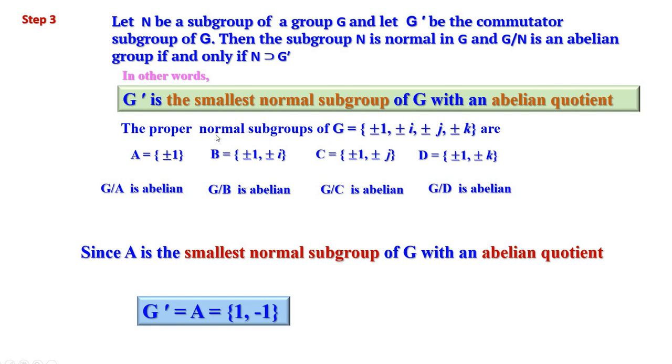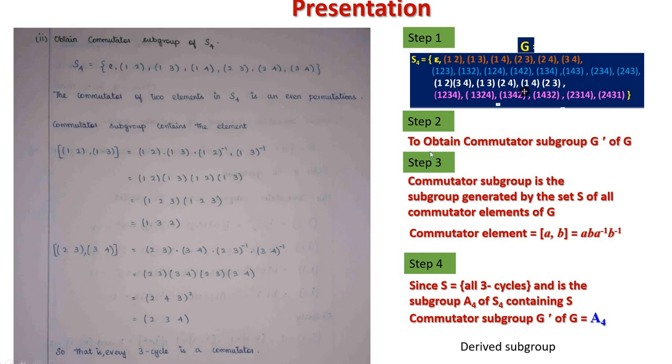So in that way, if you present, then that will fetch you good marks. Now we have the second subdivision, which is for S4. You need to compute the commutator subgroup. So here again you need to write what is the G. G is your S4 and that is given here.